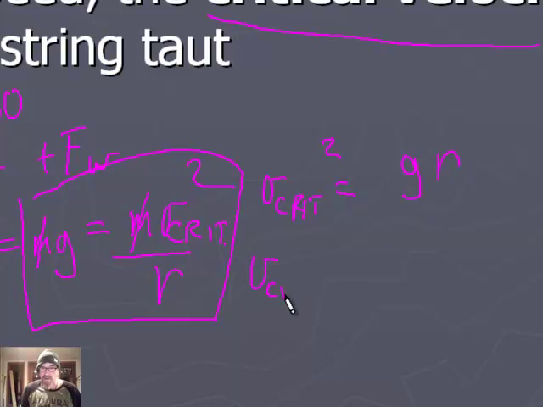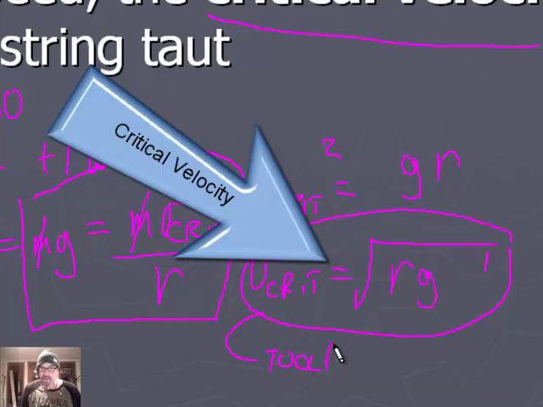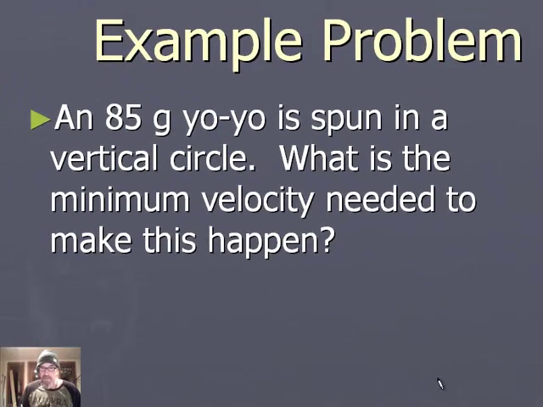So that means critical velocity is just equal to the square root of g times r, or r times g. That's something that might be useful to put in the toolbox, because this allows you to calculate minimum speeds needed to keep the string taut. Well, let's try this one.